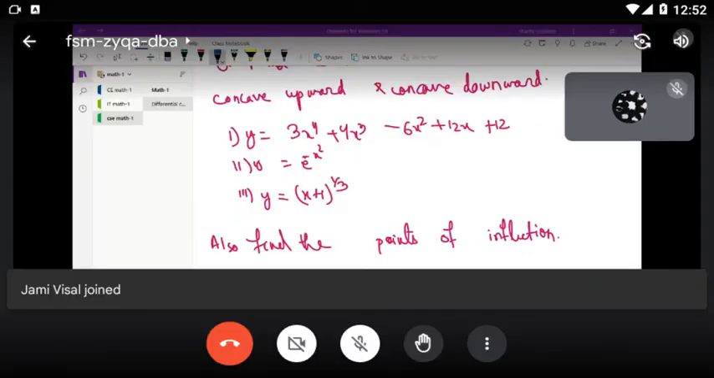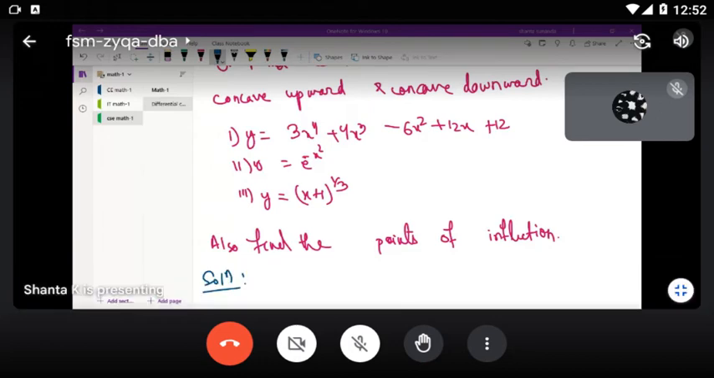So what is the point of inflection for the first one? Minus 1, plus or minus root 37/3. Minus 1 by 3 and 1. Minus 1 and 1 by 3. Yes, ma'am. Minus 1 and 1 by 3.